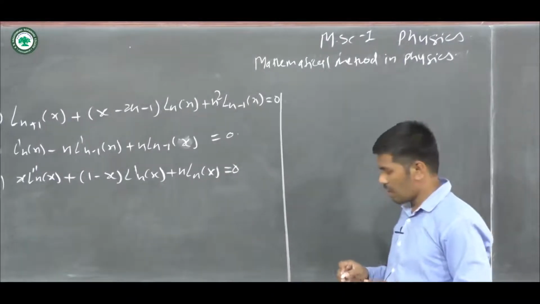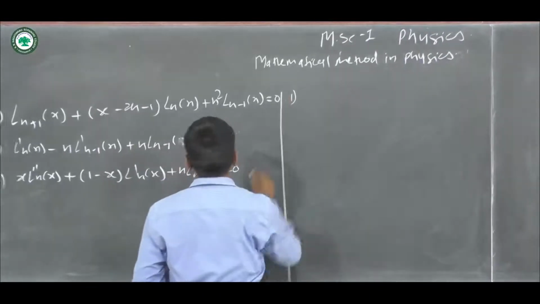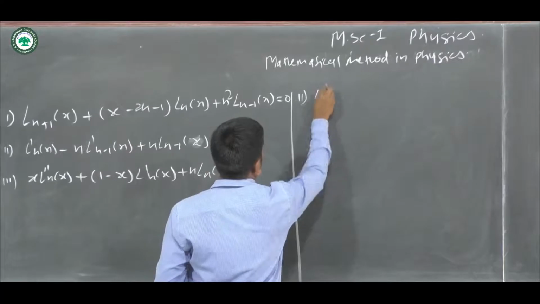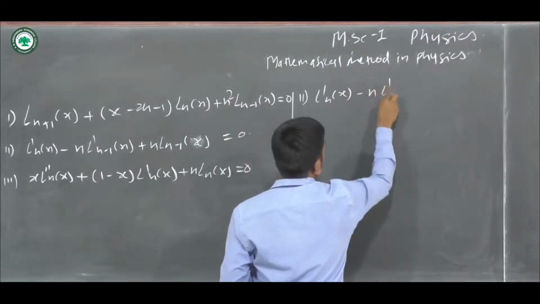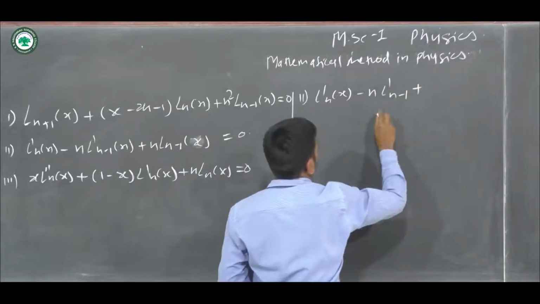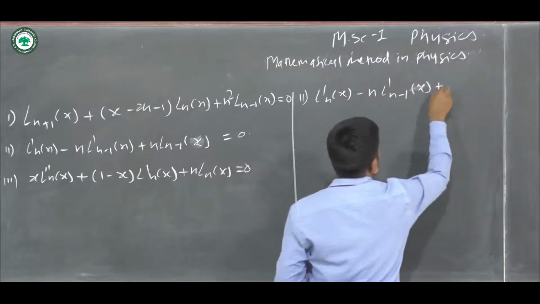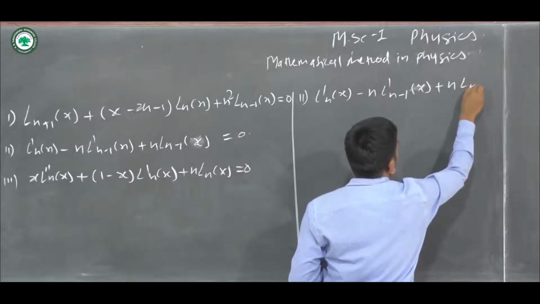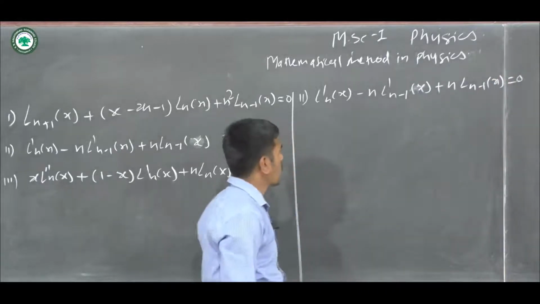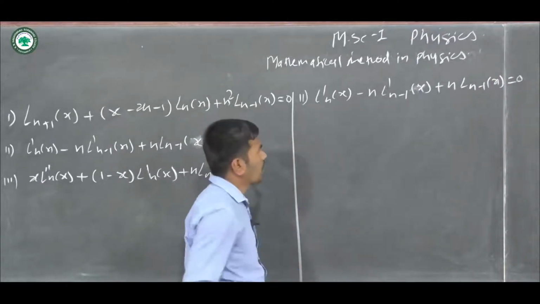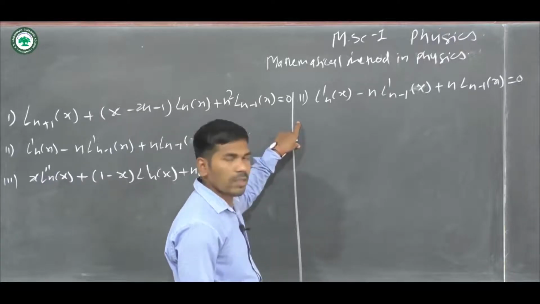So here we are going to discuss the second one, that is x L'_n(x) minus n L_n(x) plus n L_{n-1}(x), which is a function of x, equal to 0. Here we are going to use the relation between the Laguerre polynomials and the generating functions.